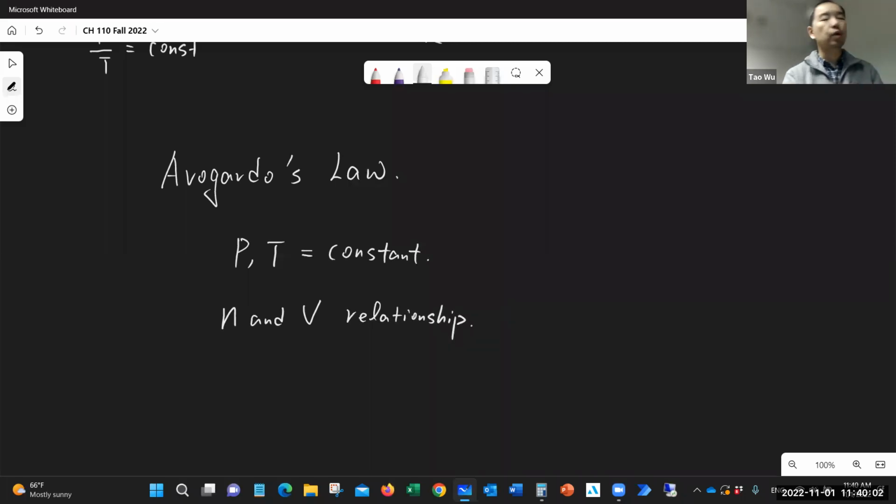Okay, what is the relationship between the moles of gas and the volume? Pressure and temperature can be held constant, which is pretty easy to control. As long as we have a closed system, the temperature and the pressure should be constant. So what is the relationship between those two? You can think about it.